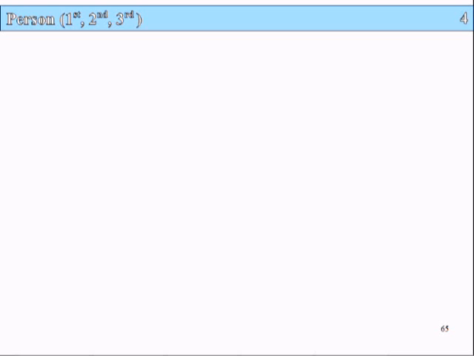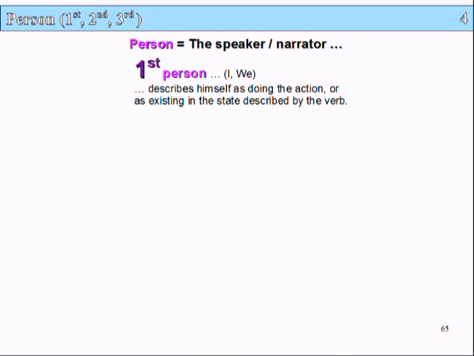In grammar, if we want to describe certain words, we need to include what person they are, whether first, second, or third. So, person just simply means the speaker or the narrator, who's talking. So, we will use the word first person, which describes the person himself as doing the action or as existing in the state described by the verb.